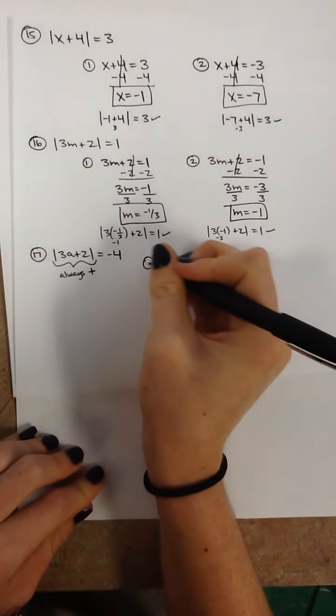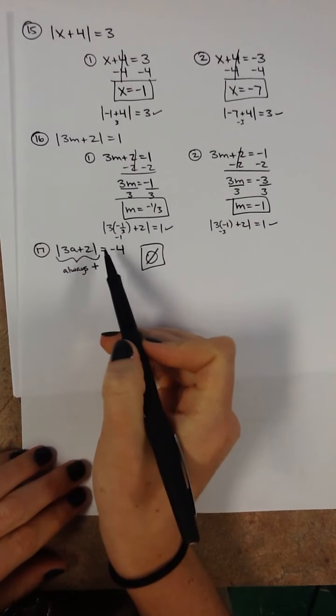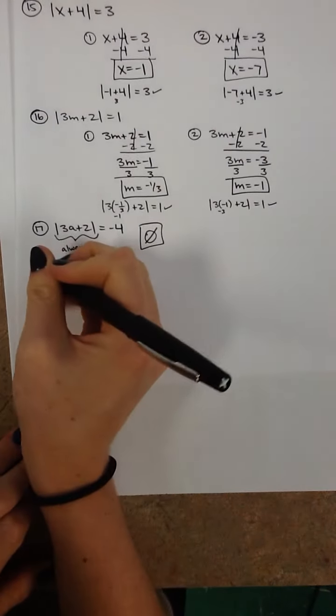Well, it can't. These are the ones where you write no solution. And that's it. No setup required, no work required. If you've got absolute value set equal to a negative, it's automatically no solution.